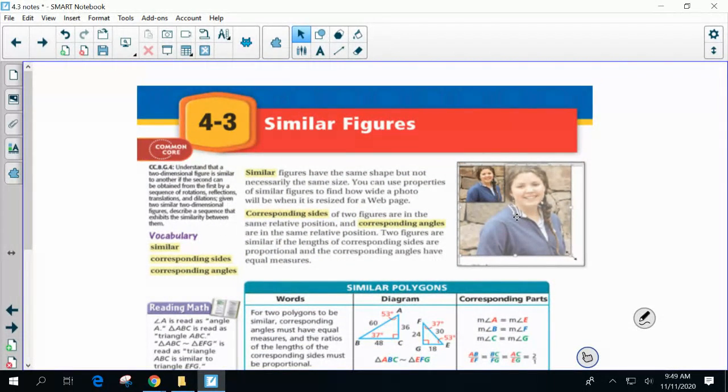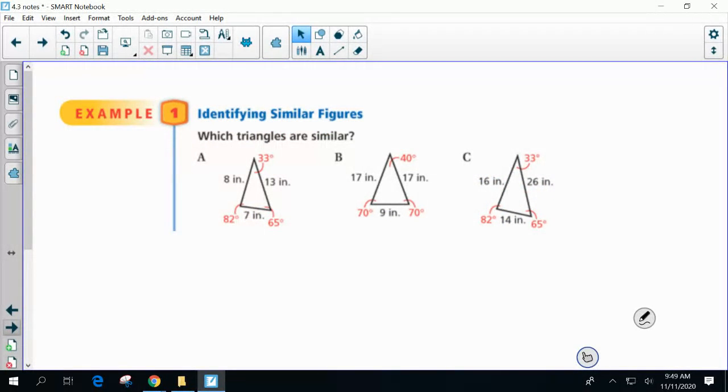Corresponding sides and corresponding angles would be, if I were to draw two rectangles, like this would be a corresponding angle with this, and then I could say both of the longer sides would be corresponding. So they're angles or sides that are in the same relative position of each other. Does that make sense?